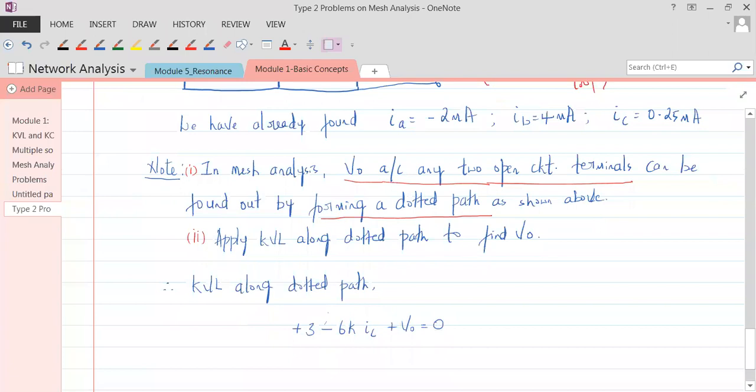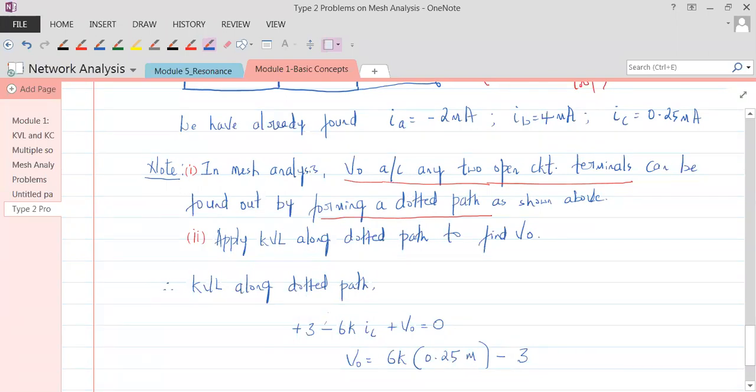So V0 would be 6K times IC, which is 0.25 milli. This milli and K can be taken as milli and K itself. You need not substitute the 10 power 3 and 10 power minus. If you do, then also it's fine. But this also is fine when you are just substituting. Okay, so this is how it looks.